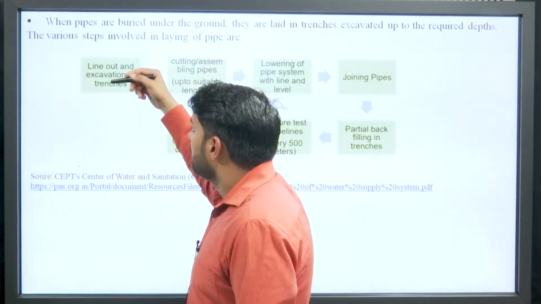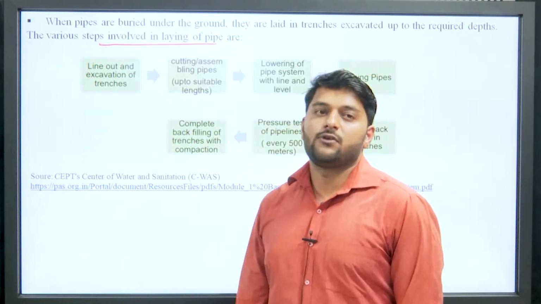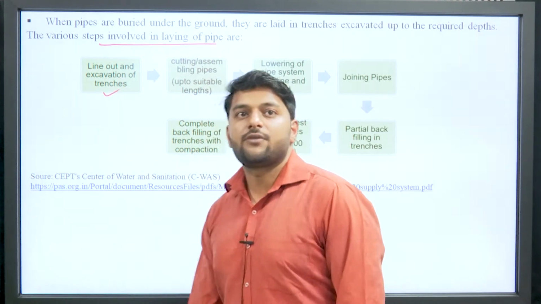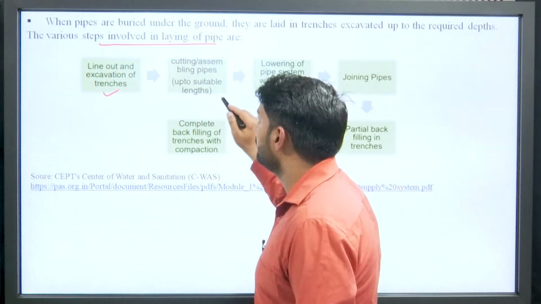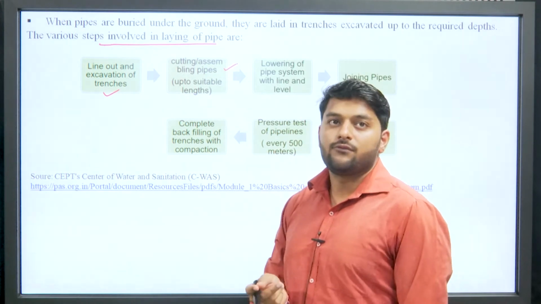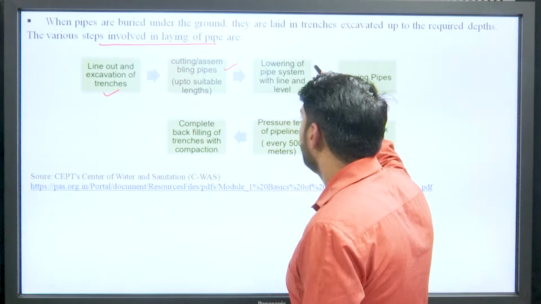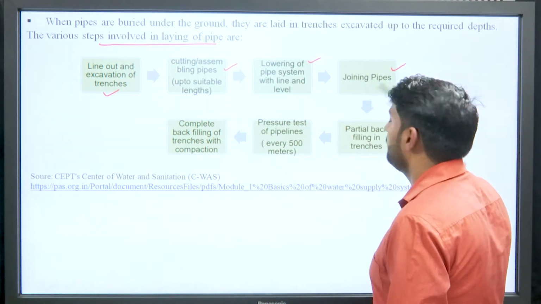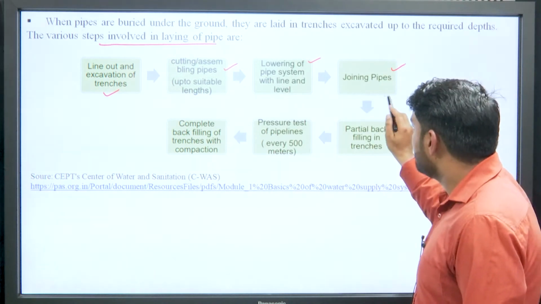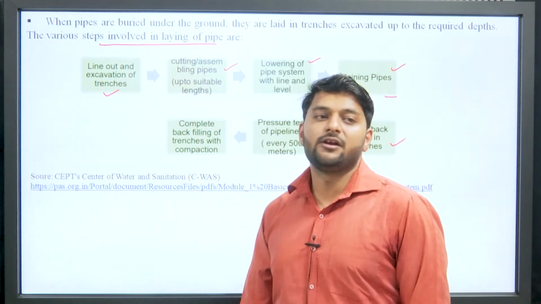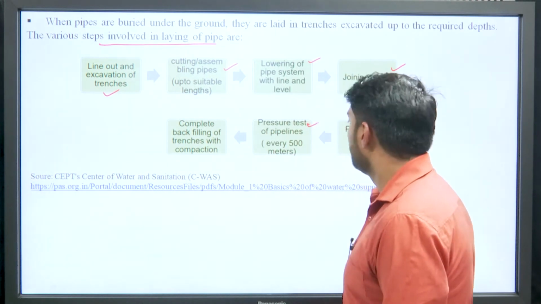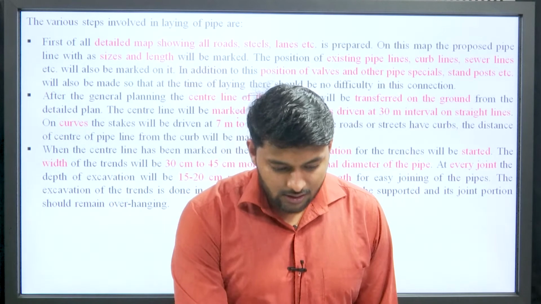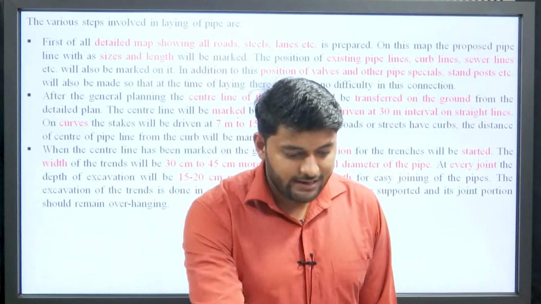This flow diagram will just represent the steps involved in laying of a pipe network. Firstly, what we have to do? Basically, we have to line out and excavate the trench, and after the excavation of trench, we are going to use pipe of suitable length, and after getting the pipe of suitable length, we are going to lower the pipe in the trenches, and after lowering the pipe in the trenches, what we are going to do? We are just going to join the pipes. After joining the pipe, we are going to partially fill the trenches. Why partially filling the trenches? Because we have to perform pressure test. Okay? After performing the pressure test, we can completely fill the trench and compact it. Okay? So, these steps are elaborated in the following steps.